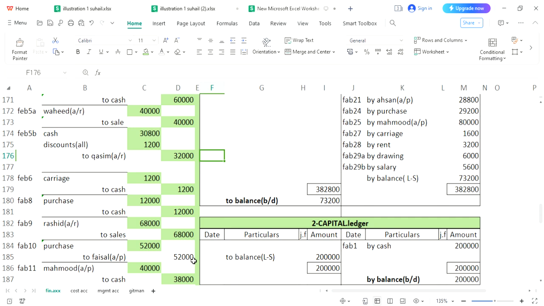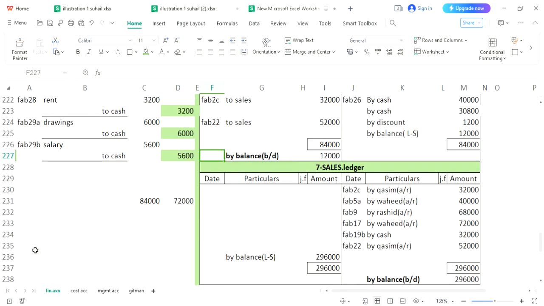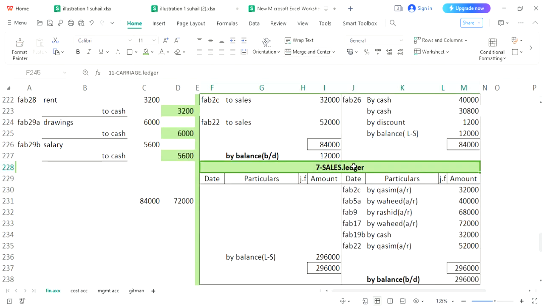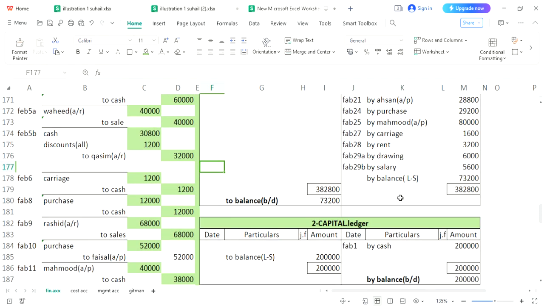52,000, you are looking over here. Purchase we already mentioned, February 10 is the date. So let's grab the date and put February 10 over here. Date is mentioned, reference is given, amount has been posted. It means the entry including 52,000 is completed. We are picking it and marking it as done.